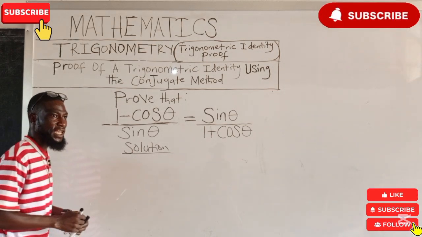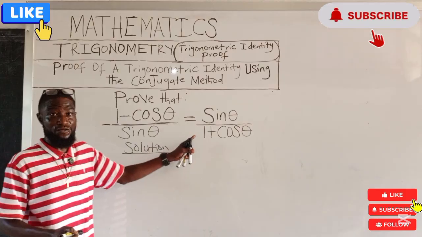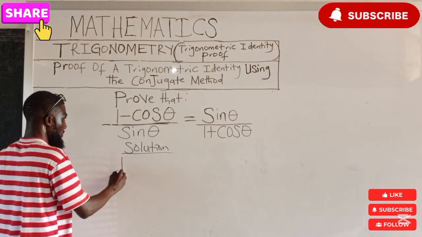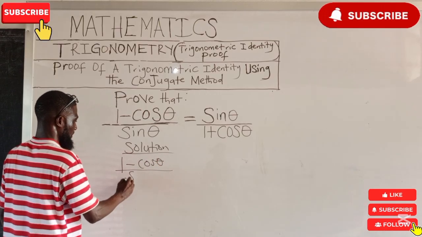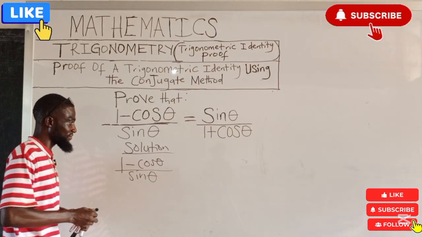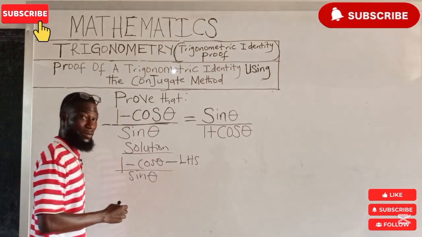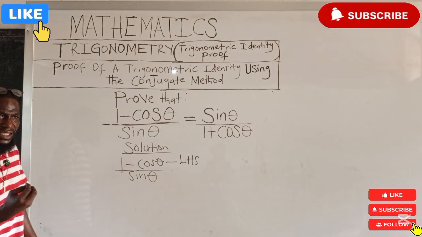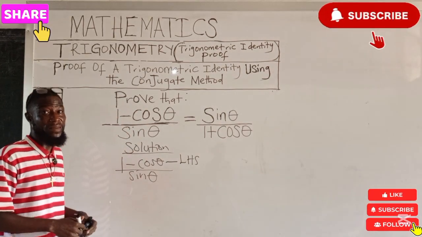In our solution today, we'll be using the left hand side in order to prove the right hand side. Using the left hand side, we have (1 minus cos theta) over sin theta. This is the left hand side of our mathematical problem. We'll be using the method called the conjugate method in order to solve it.